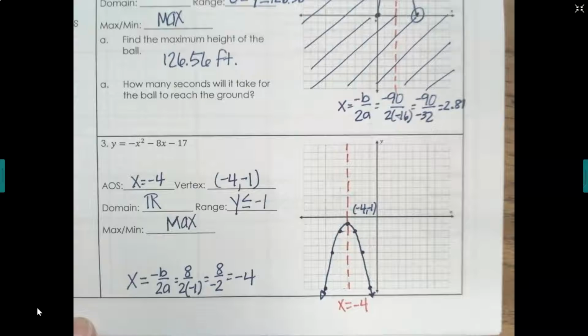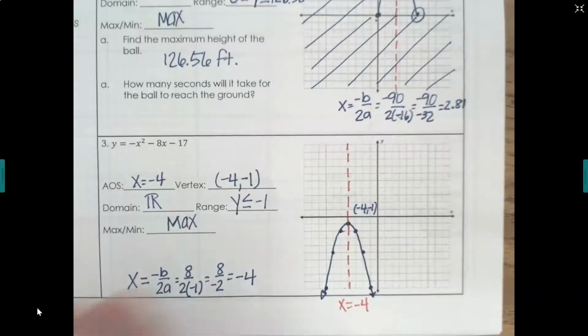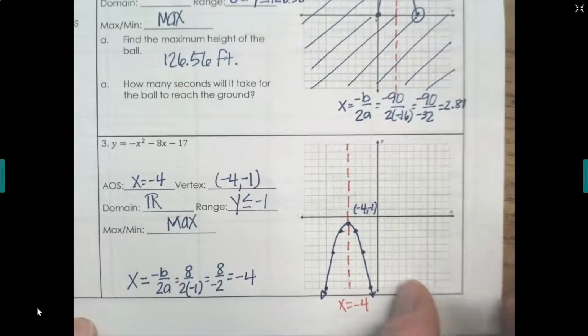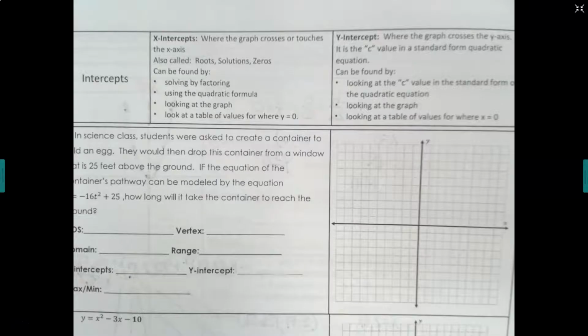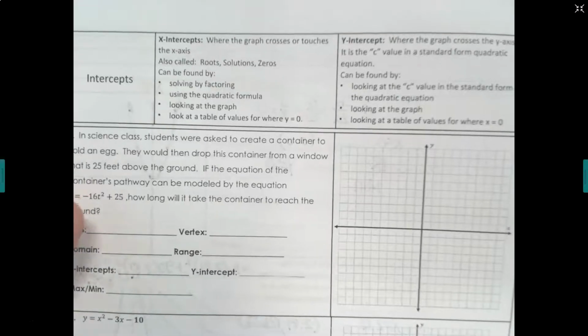Okay, so hopefully we're starting to feel this a little bit, at least for these plain ones; the word problem ones might take a little more. So we're going to try a couple more of those and see how we do. We've talked about key characteristics: the vertex, the axis of symmetry, whether there's a maximum or a minimum, and the domain and range. And I want to add in the intercepts.